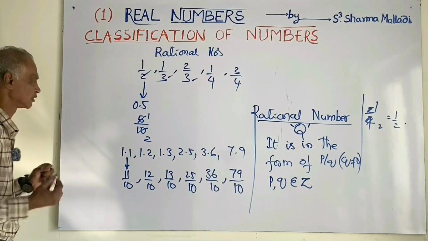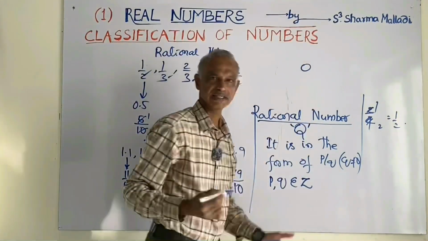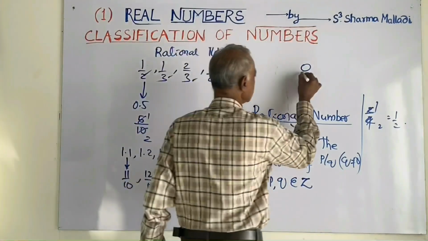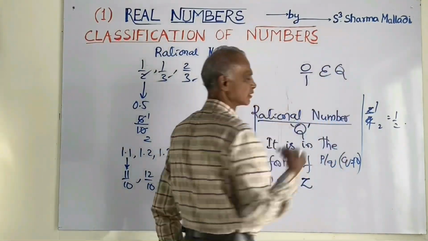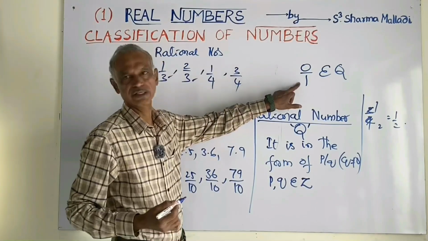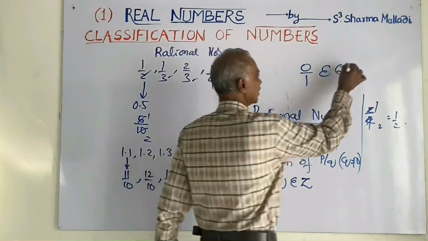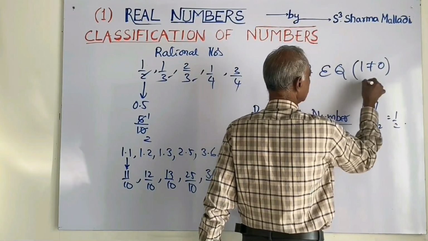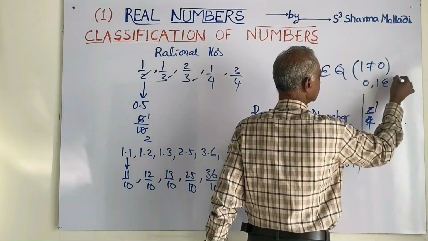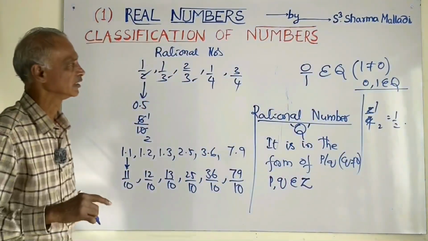You have a doubt, sir, whether 0 is a rational number? 0 can be written as 0 by 1, so it belongs to rational numbers, because Q is not equal to 0, and P and Q are integers. 1 is not equal to 0, and 0 by 1 is a rational number.